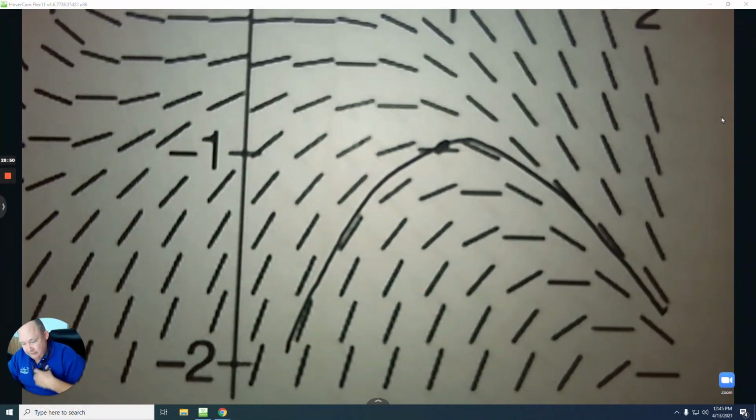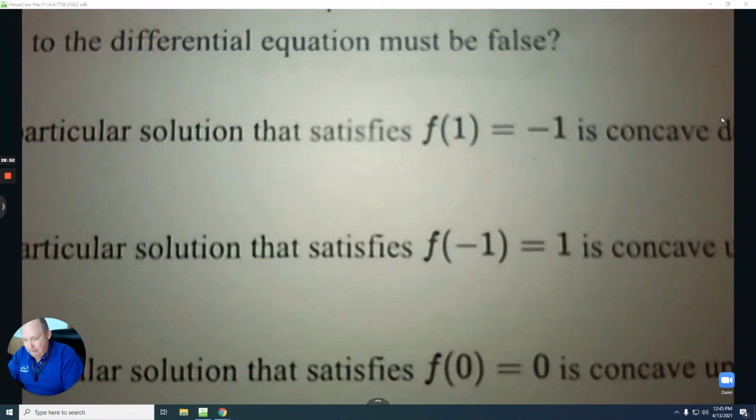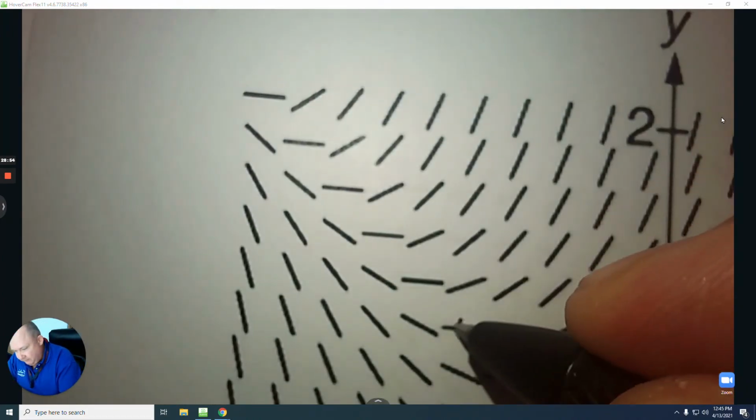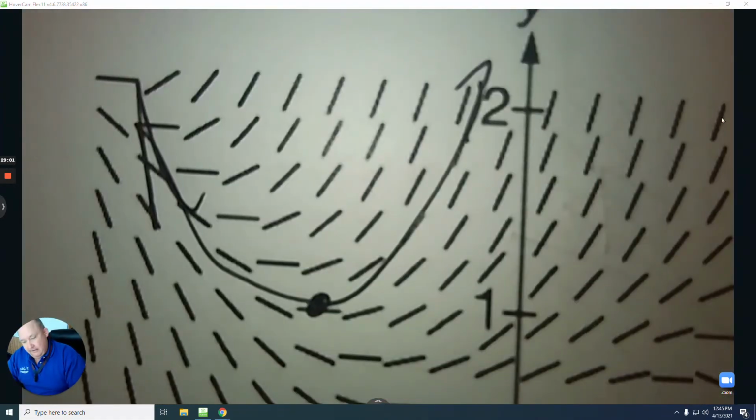The second one is negative 1 and positive 1. I'll find where that is. Negative 1 and positive 1. Draw it. Is that concave up? Yes.